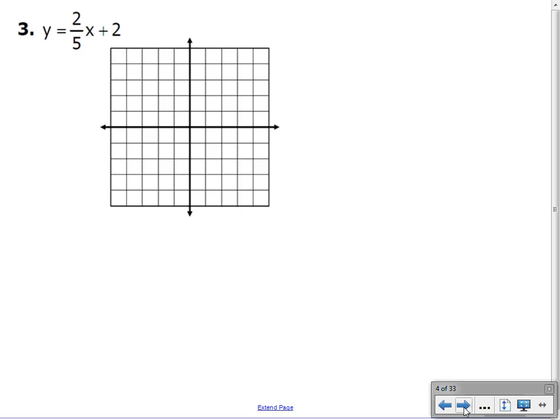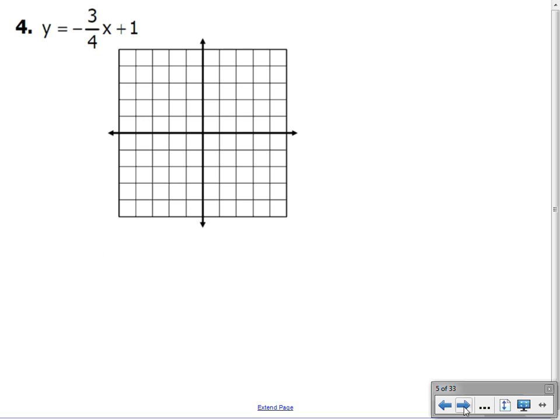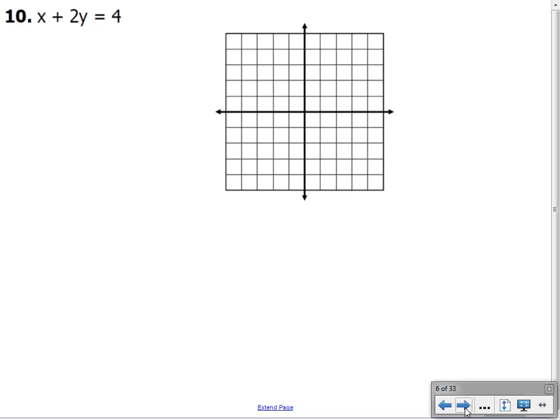Okay, another example. Y-intercept at 2. This time my slope is already written as a fraction, so the rise is 2, the run is 5. So I'm going to start at my y-intercept, go up 2, right 5. Now I can go left with this as well. Instead of going up 2, right 5, we can go down 2, left 5 to get another point. So now we can connect, and there's our graph. So each time we're plotting the y-intercept and then using our slope to get to the next point on this line.